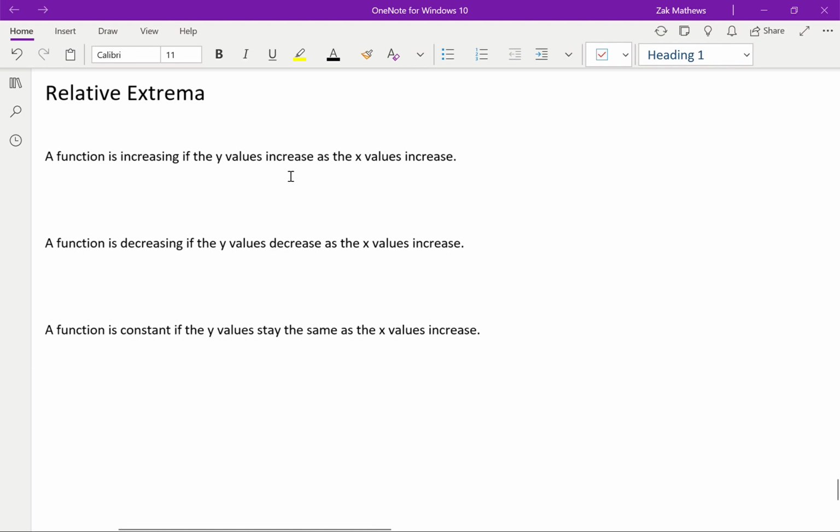A function is increasing if the y values increase as the x values increase. A function is decreasing if the y values decrease as the x values increase. A function is constant if the y values stay the same as the x values increase.